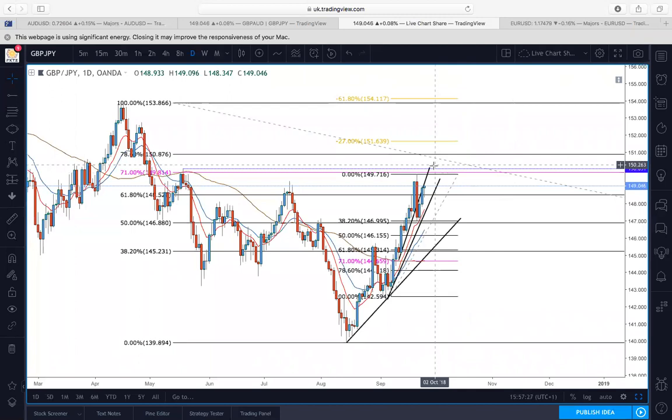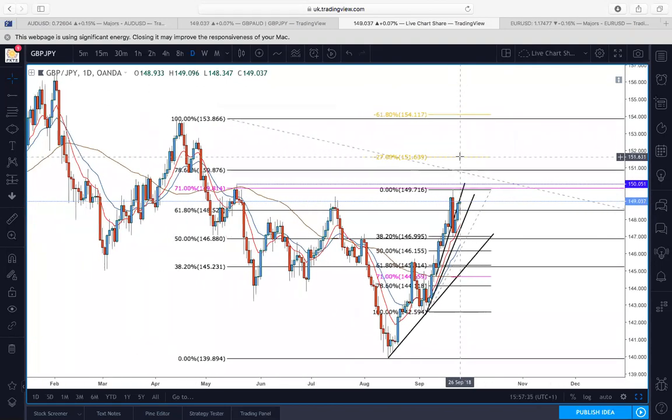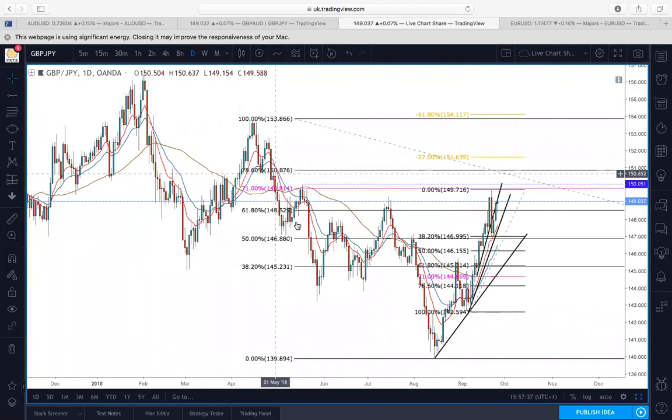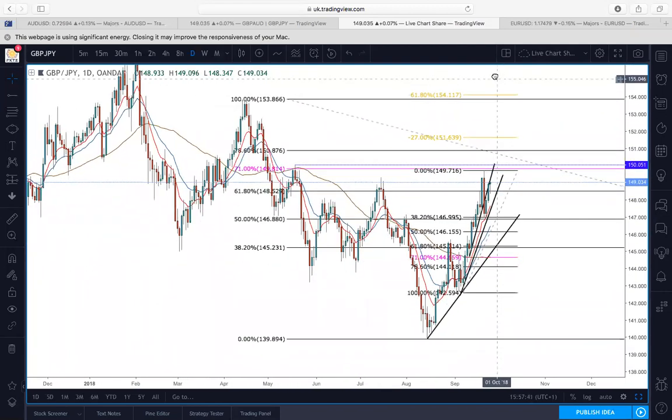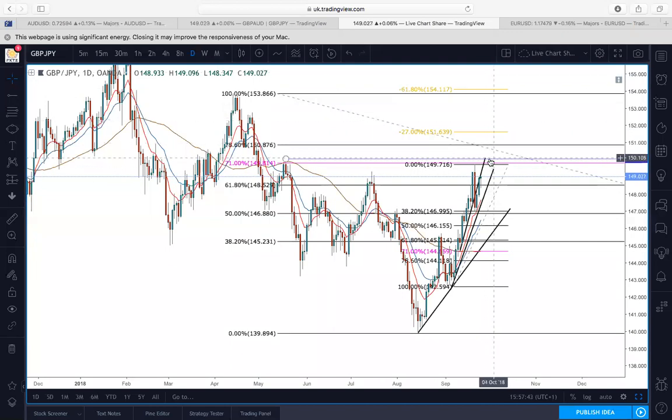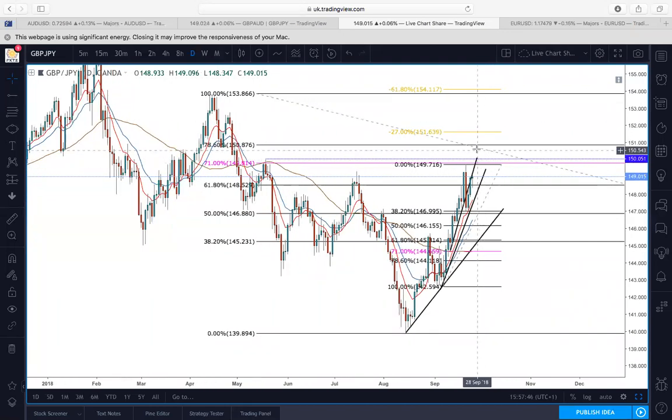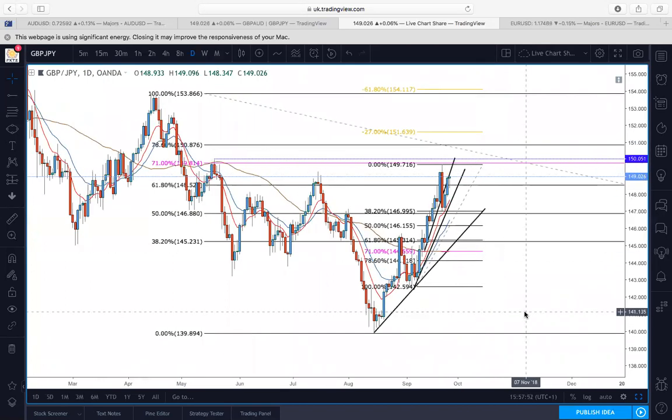Now if we do breach 78.6, which is here, then essentially this overall downtrend has ended and we would see it continue to the upside. However, if we do hold at the 71%, or even if we breach it slightly and hold below this area, forming a reversal pattern, then we could see it come crashing back down.